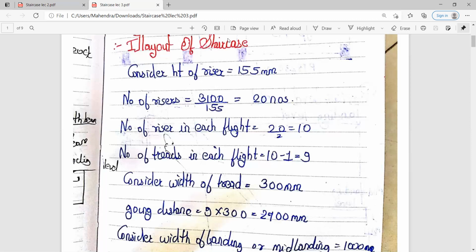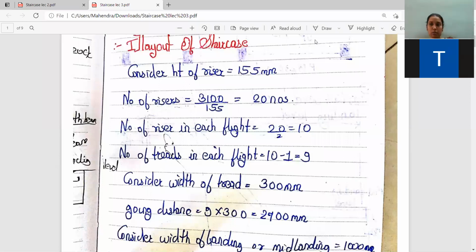Total number of risers 20 मिलते हैं, and after that you need to calculate the number of risers in each flight. एक flight में कितने risers है that you need to calculate. So 20 divided by 2, that is 10. So there are total 10 number of risers in each flight. Now risers तो मिल गए. Now how many number of treads are there in each flight?